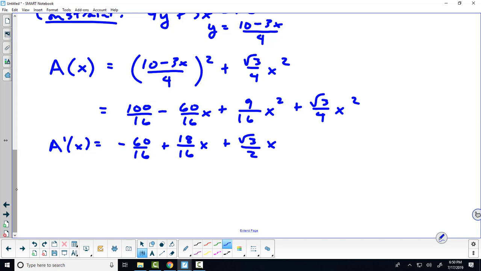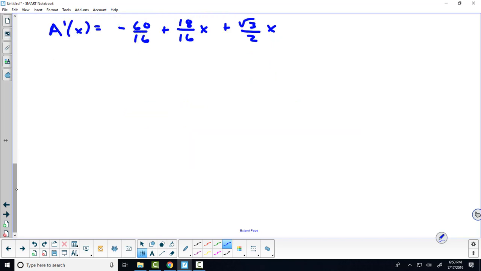Okay? So we're in the process of finding the critical numbers. Notice the derivative is everywhere defined, so we're only concerned with where the derivative is 0. So where is the derivative 0? Well, let's set this equal to 0 and go find out. That's minus 30/8 plus 9/8 x plus the square root of 3 over 2 x. Set it equal to 0.